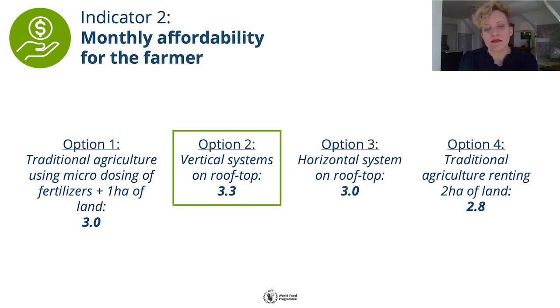So look at this calculation here. The hydroponic system actually in option 2 would be the most affordable option. The explanation behind these numbers could, for example, be that renting land or access to land in the respective location is very expensive. If the ratio is lower than 1, the system is not affordable and should not be implemented. A ratio above 3 will have the optimal long-term sustainability for the farmer on a monthly basis.